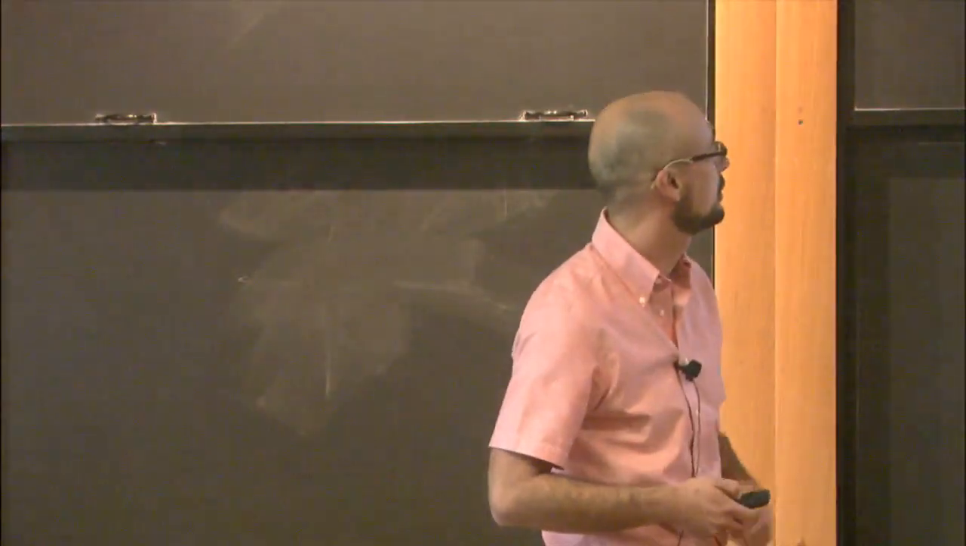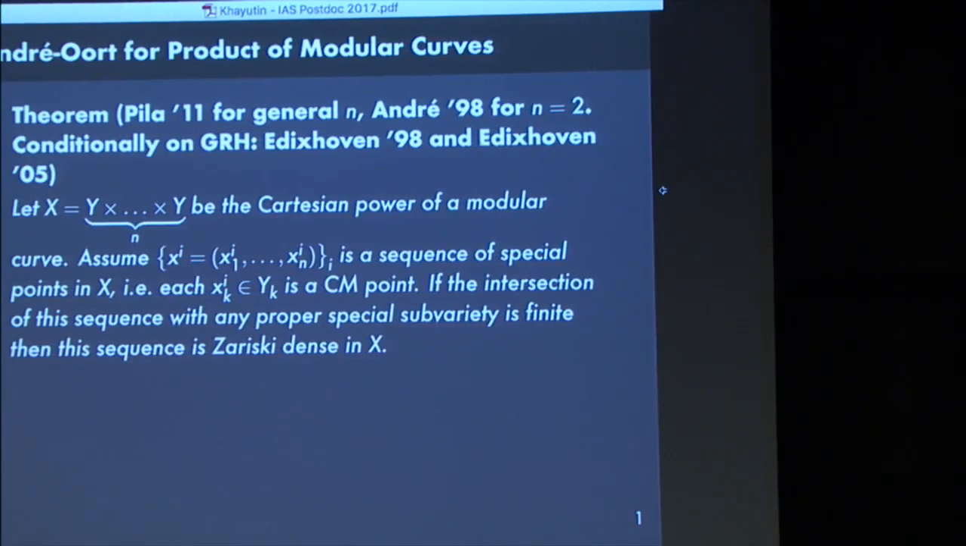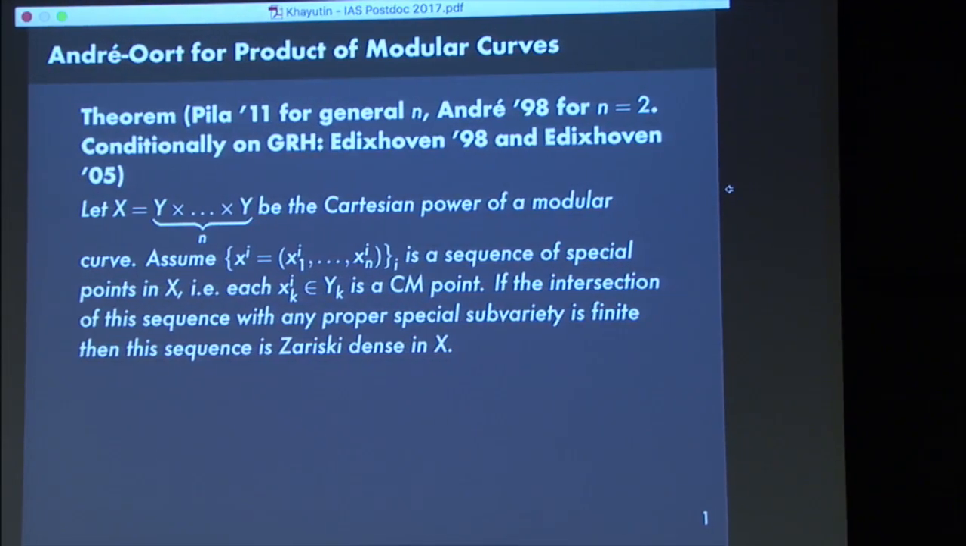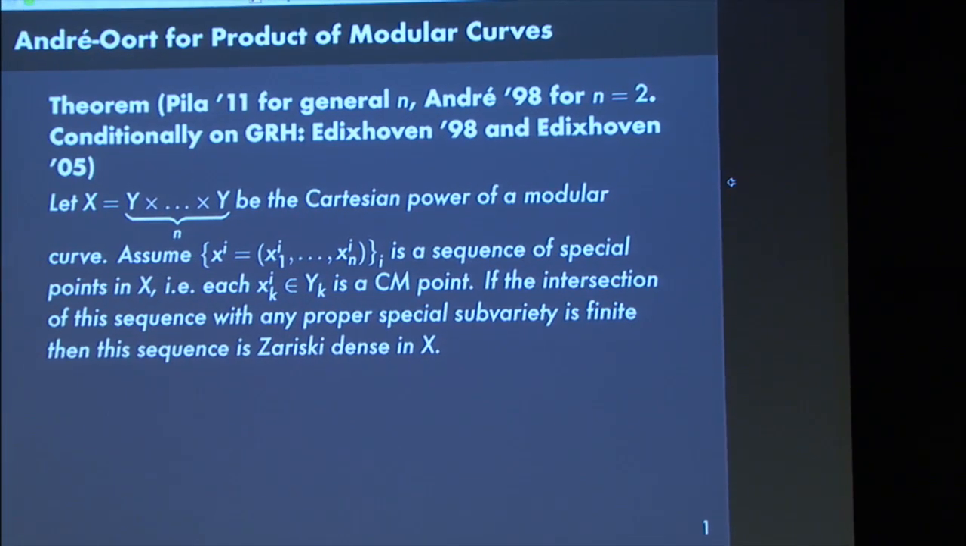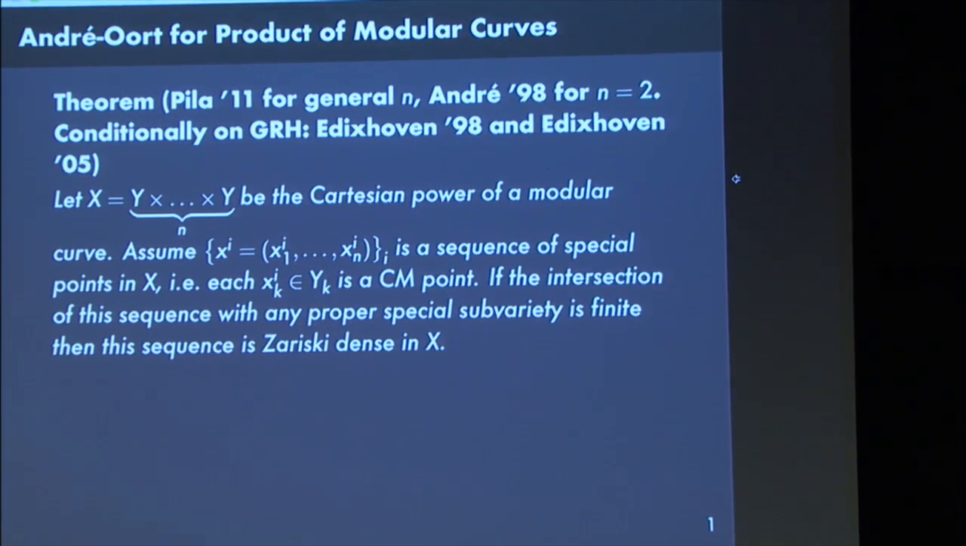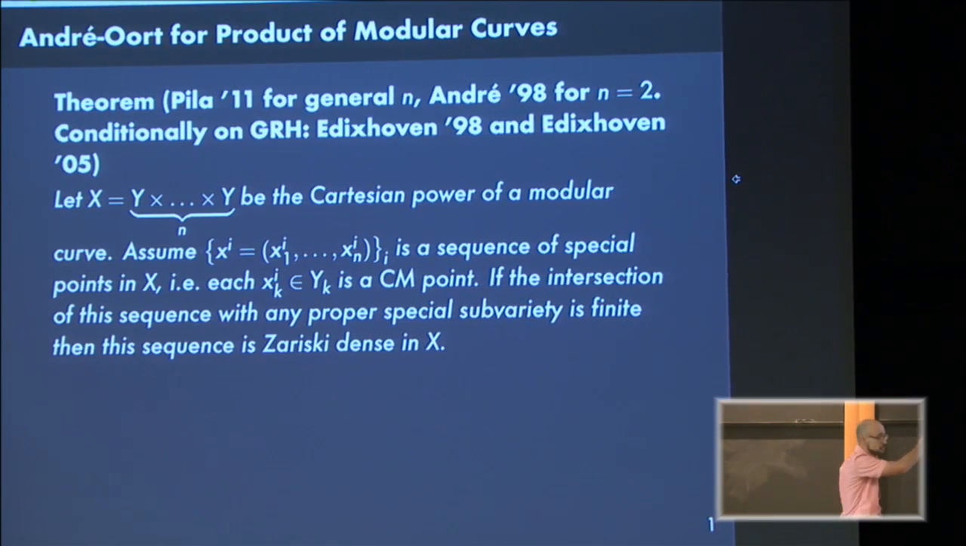So I'd like to start from an equidistribution theorem of Pila, and that's a funny way to reformulate his proof of the André-Oort conjecture for arbitrary products of modular curves. So I look at the n-fold product of a modular curve. This could also be different modular curves. And you look at a sequence of special points.